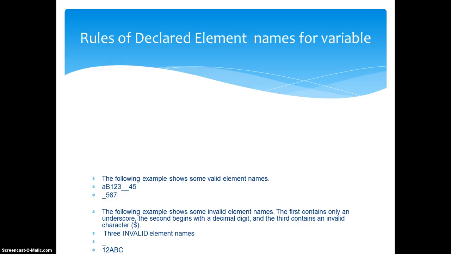Now you can see the following are three variable names which are invalid: only an underscore, a variable name starting with a number, or xyz followed by a dollar sign and then again characters. So these three are invalid variables. We cannot declare variables like this.